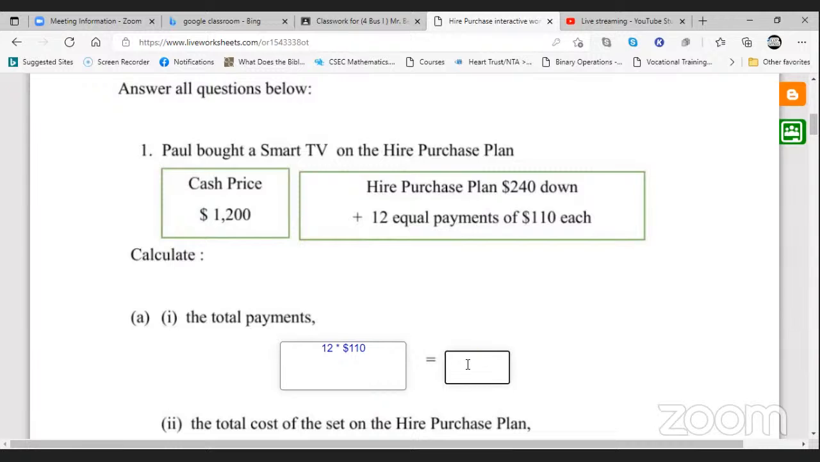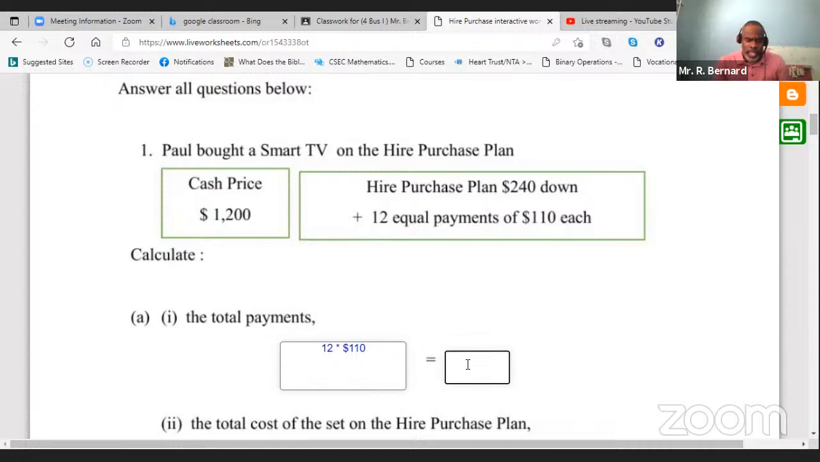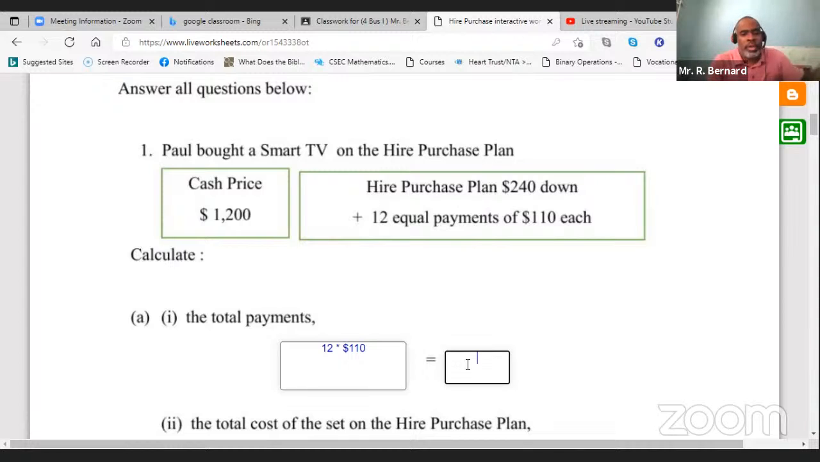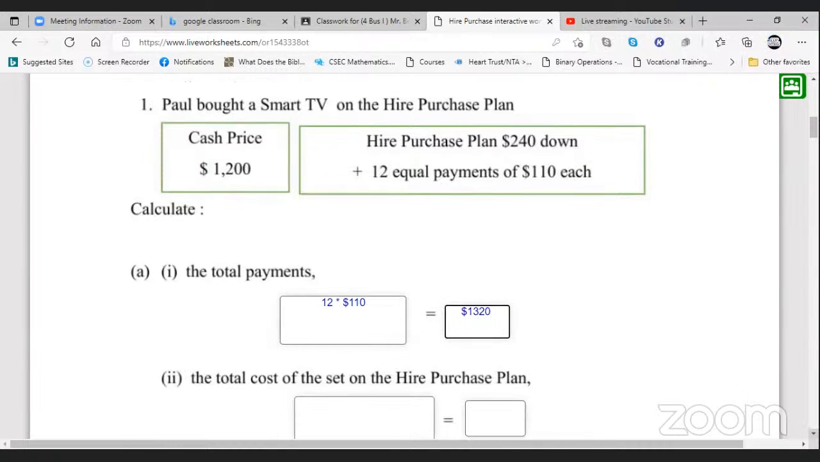1,560. No, man, 12 times 110. Oh, 1,320. Oh, you're right, yeah. 1,320. Everybody get that? $1,320. Yes, sir. Oh, Gabriel, you follow that? Yes, sir.